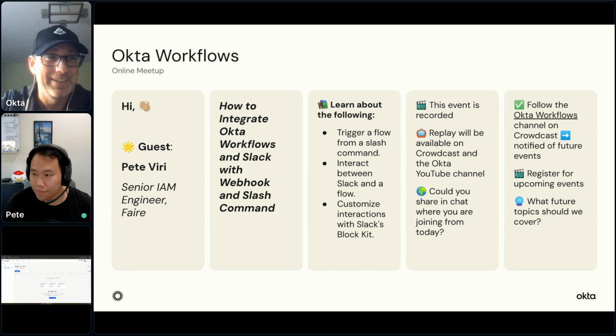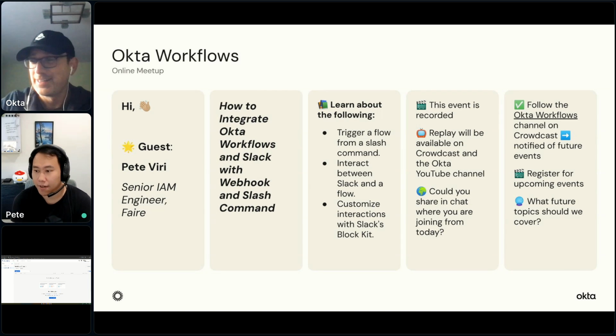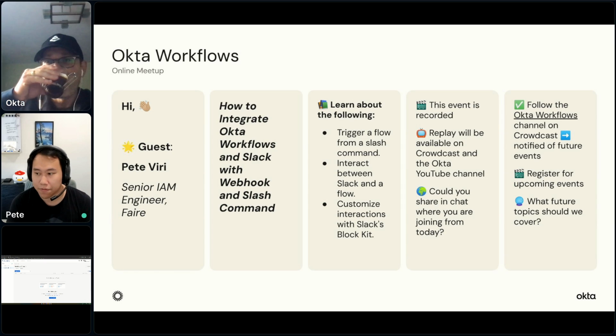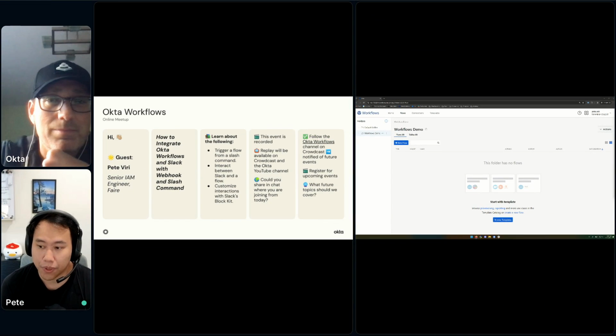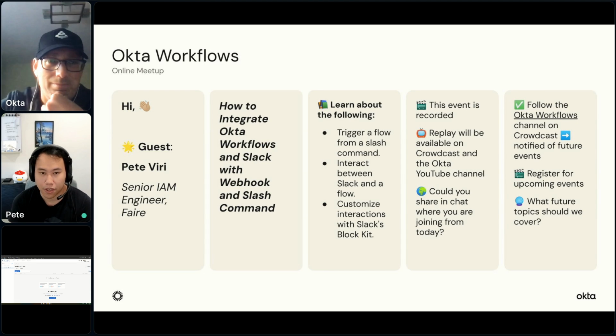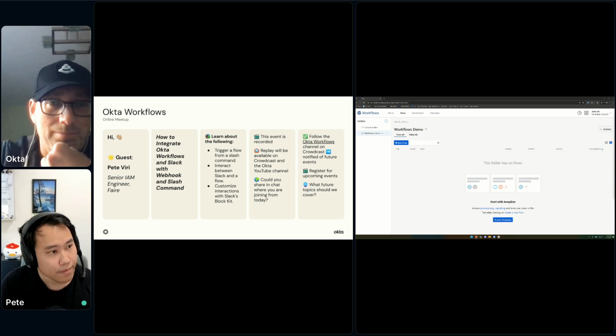Cool, thanks, Max. So hello, everyone. My name is Pete. Welcome to my presentation on integrating Okta Workflows and Slack for interactivity using slash commands and buttons. In this session, we'll be going through a demo on how you might create a basic automation between workflows and Slack in order for users and admins to be able to interact with Slack to run custom automations using workflows as a backend. In this talk, we'll go over the following: creating a Slack app, creating a slash command intake flow for Okta Workflows, and then lastly, creating a button handler for Okta Workflows.